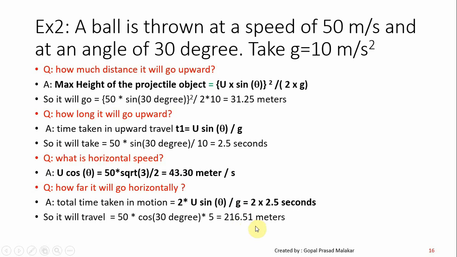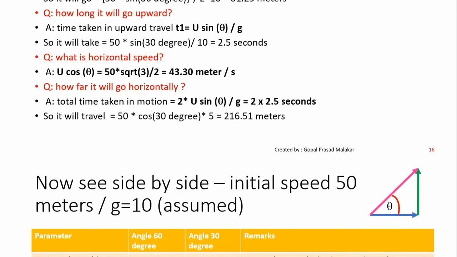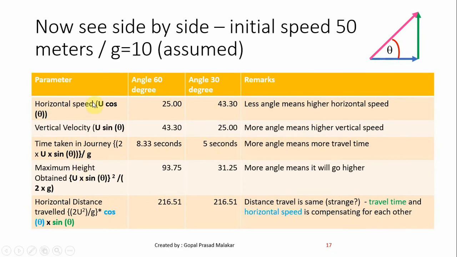Now look side by side at what is happening. If you look side by side, the horizontal speed is more when the angle is less. Less angle means higher horizontal speed, because it is the cos theta component. Here the vertical velocity is the sin theta component. The more the angle, the higher the vertical speed. Here it is 43, here it is 25.